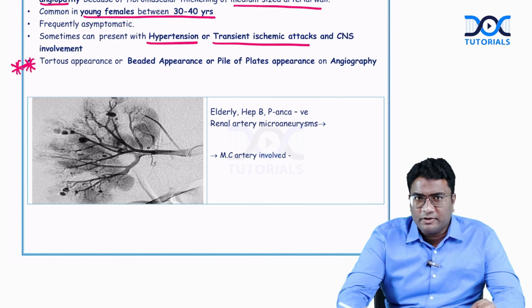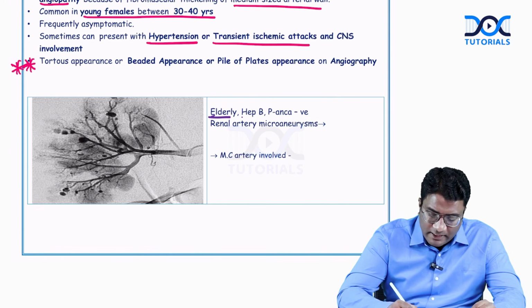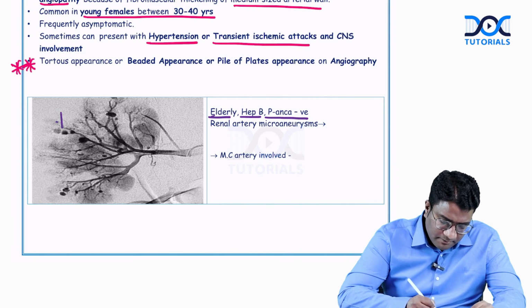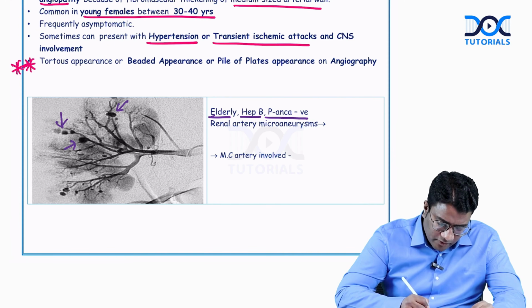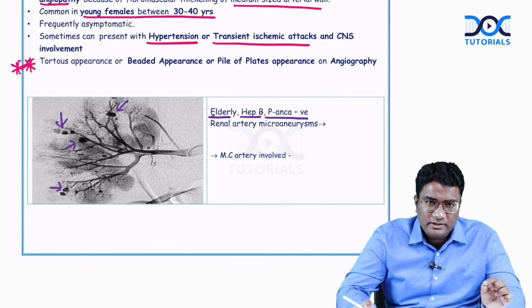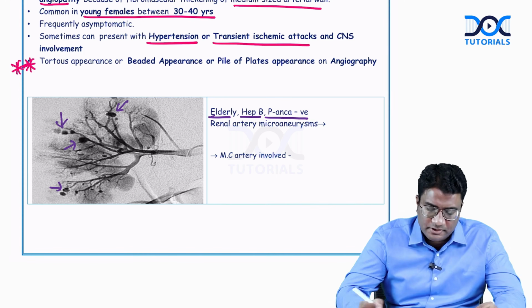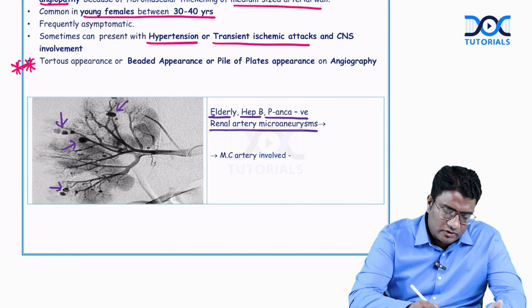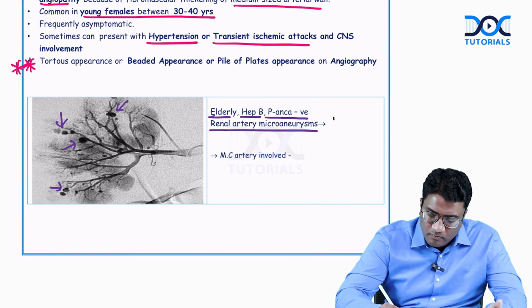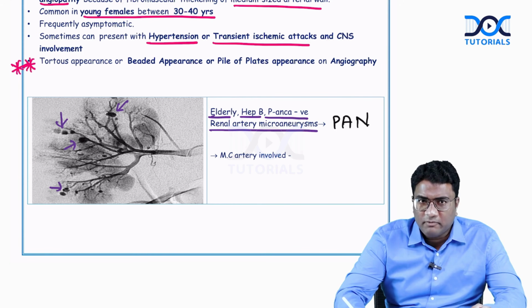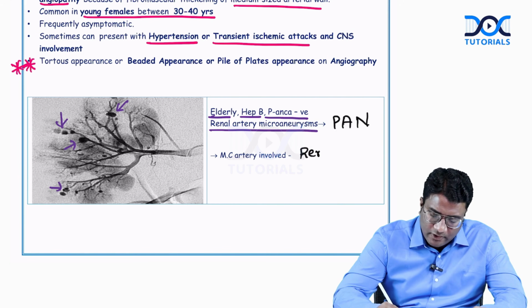And if you are given a question where there is an elderly male who is having hepatitis B and is having P-ANCA negative vasculitis, and on the imaging you are seeing multiple renal artery microaneurysms within the interlobar and arcuate branches of the renal artery, you are seeing this small renal artery microaneurysms. What do you suspect? This is suggestive of classically polyarteritis nodosa. The most common artery involved in polyarteritis nodosa is renal artery.